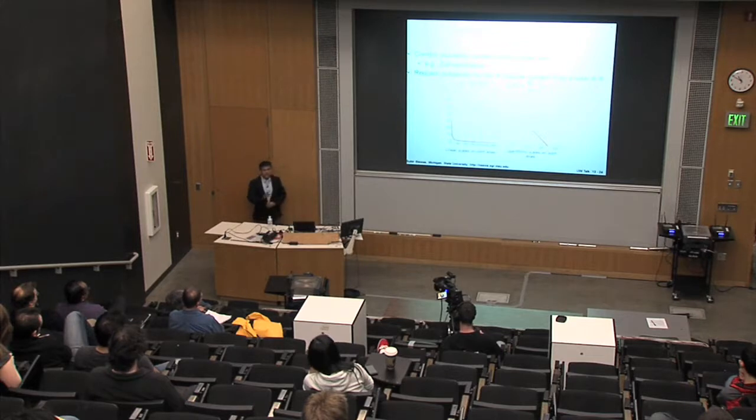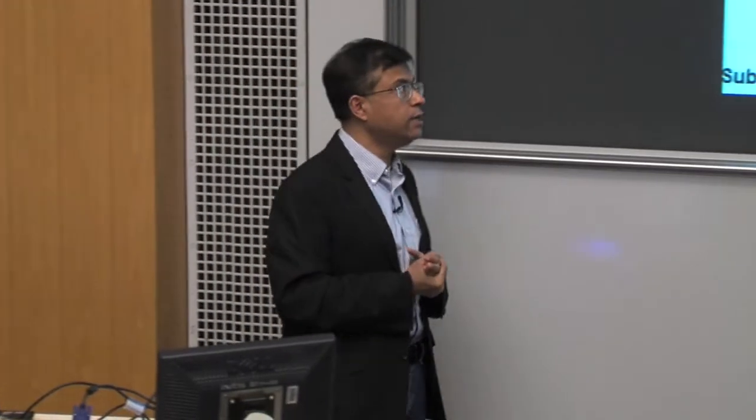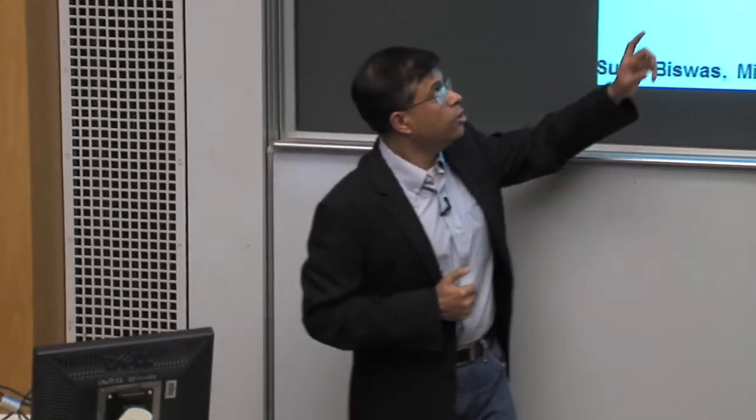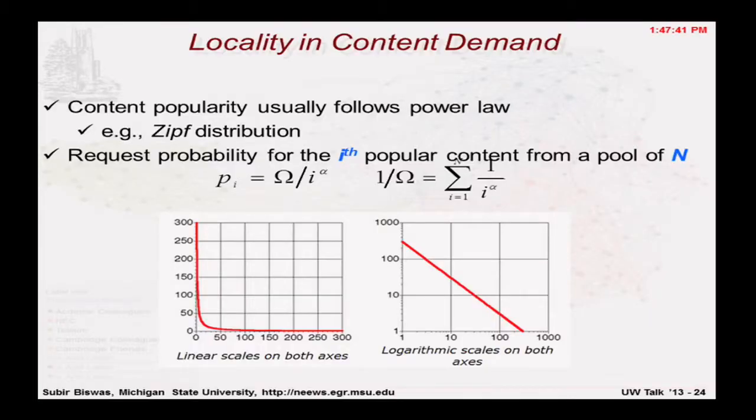It has been well understood and studied that most of the content in the net follows a power law distribution. So what it means is that you have popular objects and you have unpopular objects, and the probability of request is higher for the popular objects, and the reverse is for the unpopular ones. And generally, it follows a power law, right?